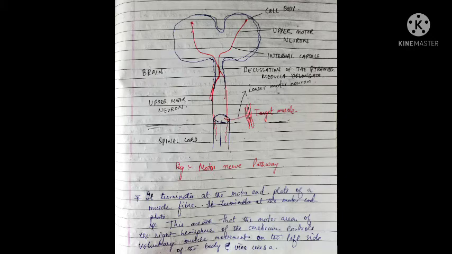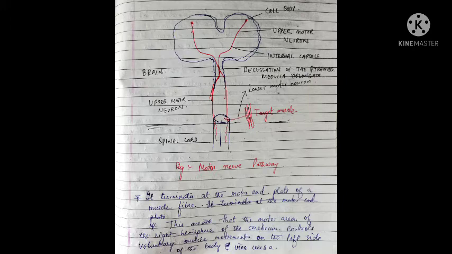So we can see in the picture, in the motor nerve pathway, first the impulse comes from the brain. Suppose the impulse is coming from the right side of the brain. That means the upper motor neuron will travel from the right side of the brain and continue till the medulla oblongata. From the medulla oblongata, it will cross to the opposite side.